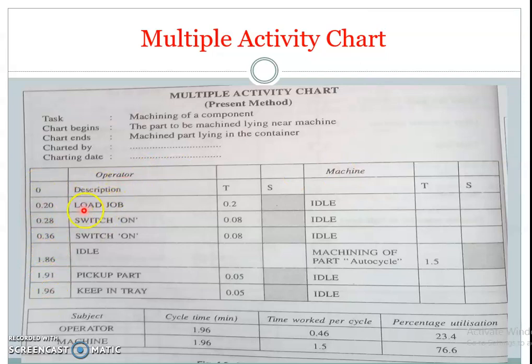At first the operator will load the job. He may take 0.2 minutes of time. At the same time the machine will be in idle condition. Then he will switch on the machine. At the same time the machine will be again idle.